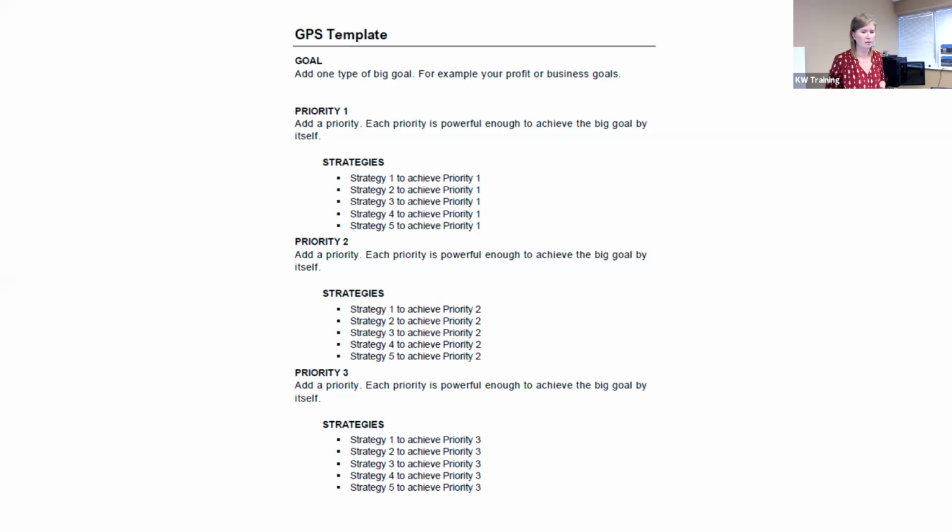Okay, so there's a couple of different ways you can do a GPS template. The example I gave you in your handouts is from The One Thing book. It's like this. On the very top, you set your overall goal. So this would more than likely be, what's your gross income goal?